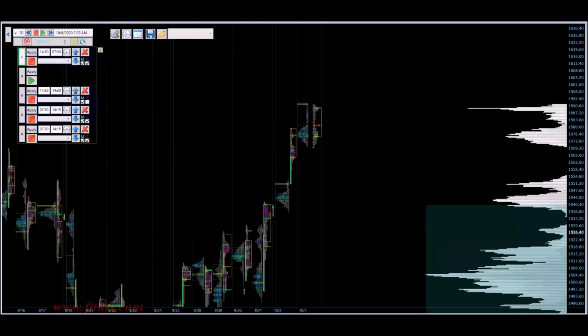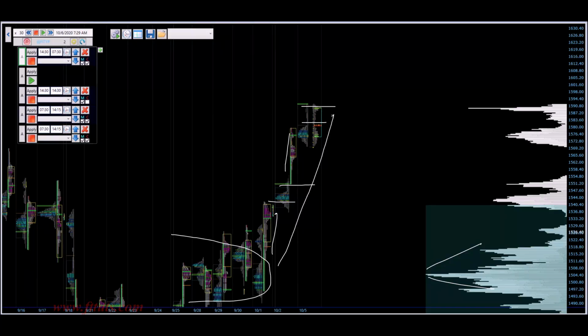Now, to just walk through this step by step, here is the Russell, and I have several days of balance before. You can see the big node here, and we had a trend day, and then a gap, and then another trend day, and now we're set to gap again. So we've had 3 days of movement away from value. And here's the prior day's value, here's that multi-session value, and we're trading above that.